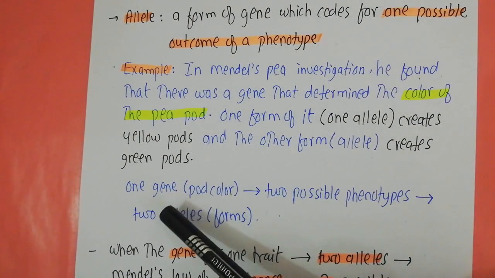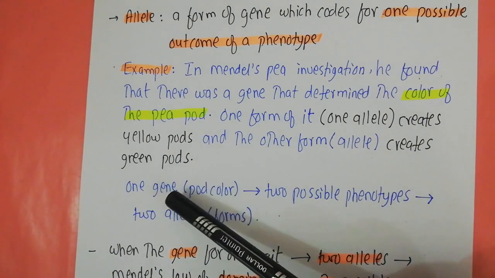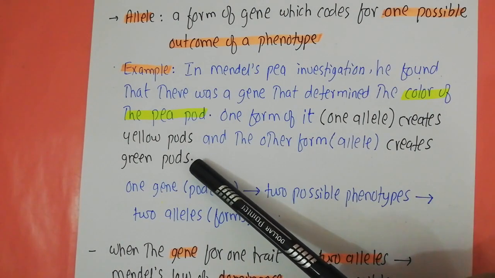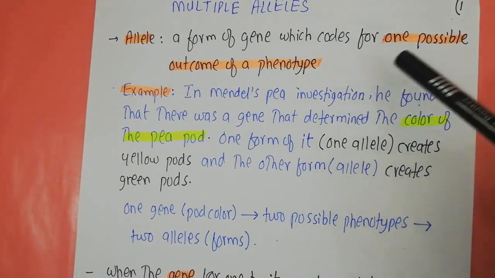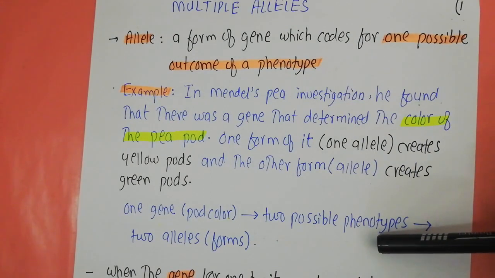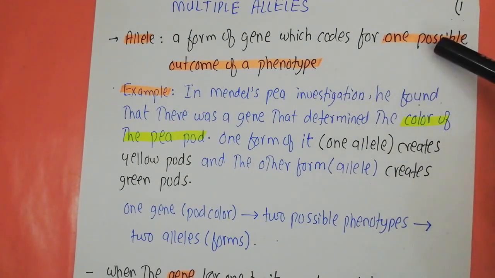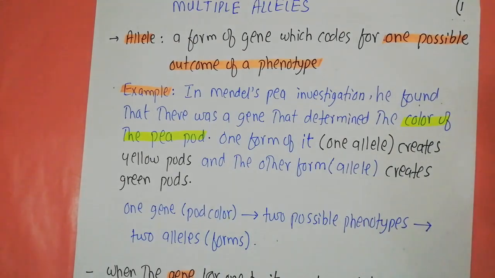This means that one allele of this gene will code for yellow pods, and the other form of this gene will code for green pods. Therefore, we define an allele as the form of gene which codes for one possible outcome of a phenotype. There are two possible phenotypes, and one allele is coding for one possible outcome of a phenotype, whether that will be a yellow pod or a green pod.